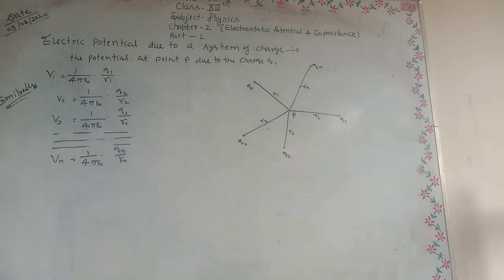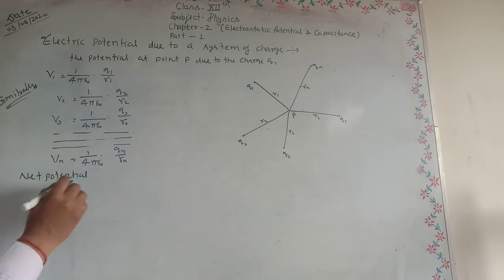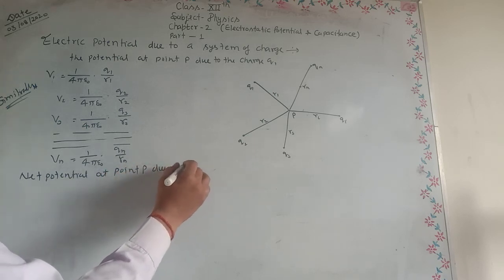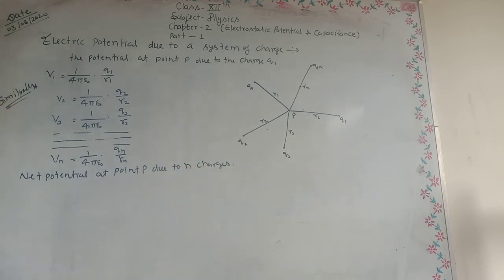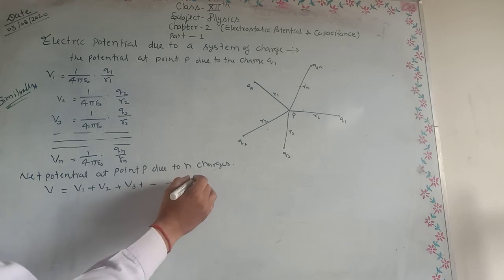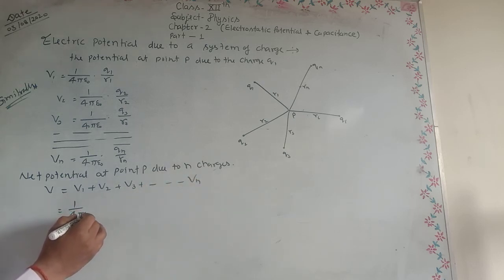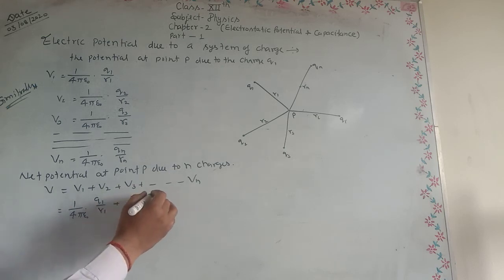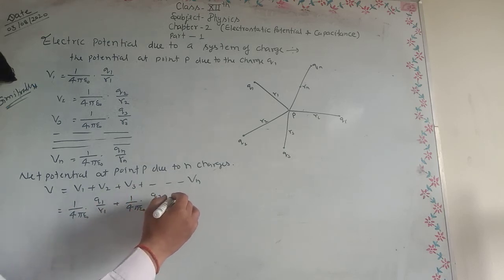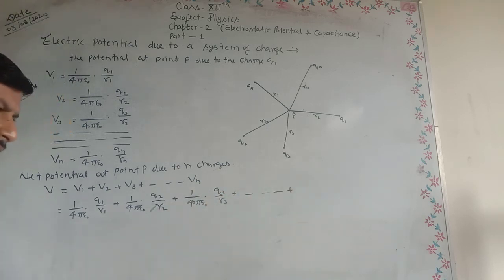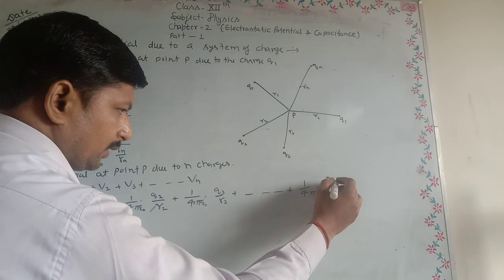Okay students, find the net potential at point P due to n charges. V is equal to V1 plus V2 plus V3 and so on up to Vn. That is 1 upon 4 pi epsilon 0 Q1 upon R1 plus 1 upon 4 pi epsilon naught into Q2 upon R2 plus 1 upon 4 pi epsilon naught into Q3 upon R3 and so on plus 1 upon 4 pi epsilon naught into Qn upon Rn.